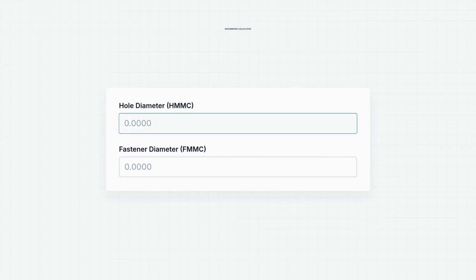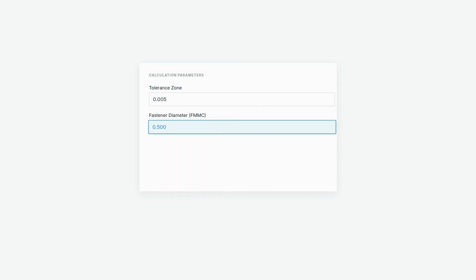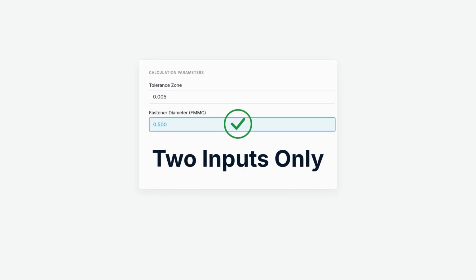First, we have Hole Diameter HMMC, where you enter the hole diameter at maximum material condition. Below that is Fastener Diameter FMMC, where you enter the fastener diameter at maximum material condition. These are the only two inputs needed for this calculation.